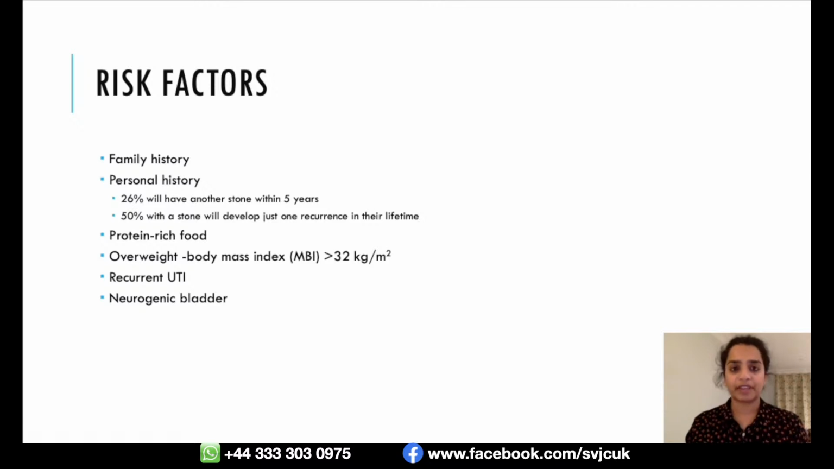Other contributing factors include diet. Protein-rich diet, meaning animal proteins, is a significant contributor. Also being overweight or having a body mass index of greater than 32. Furthermore, those with recurrent UTI or with neurological conditions resulting in neurogenic bladder have a higher risk of stone formation.